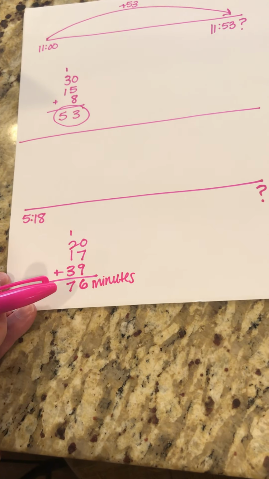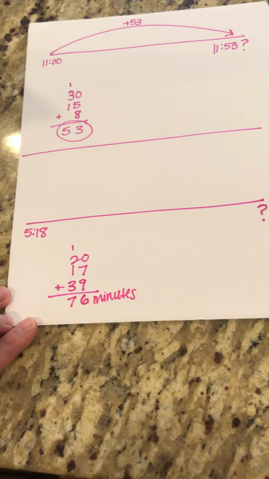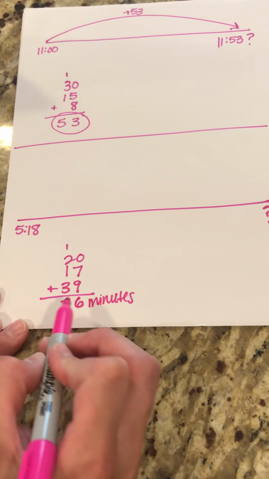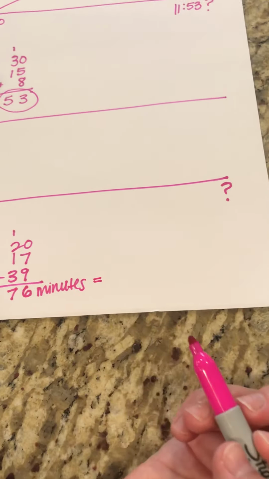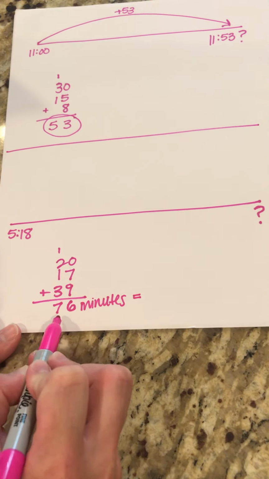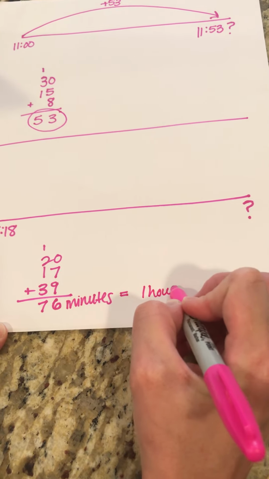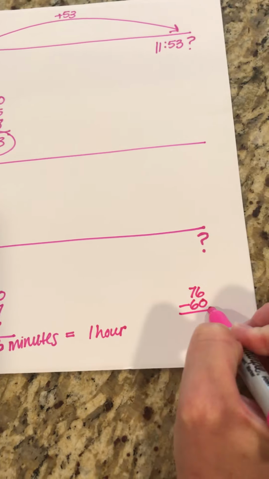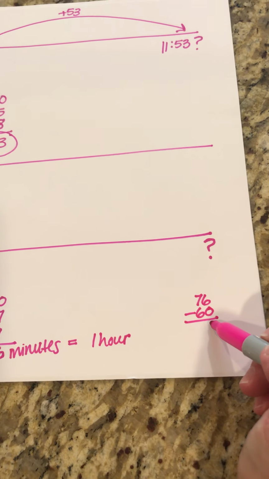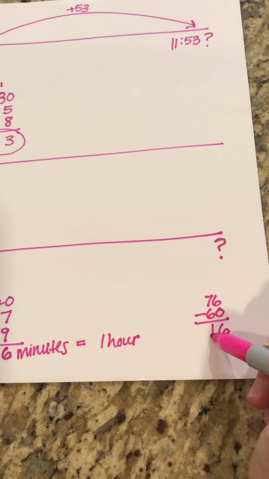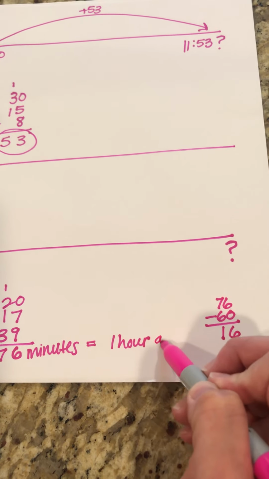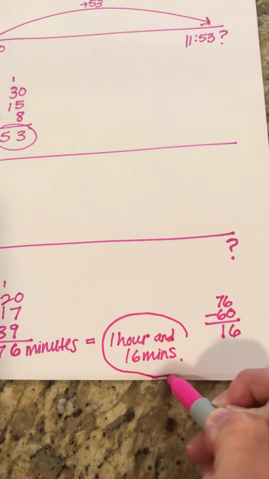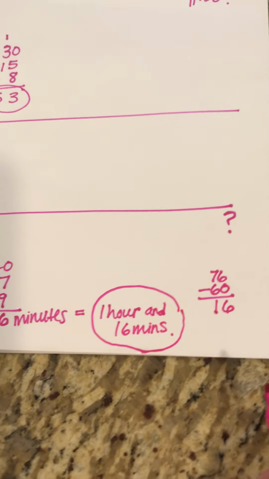Now, for me, I think that the easiest thing to do would be convert this into 1 hour and then use the remaining minutes to jump. So 76 minutes, we did this at the beginning of the week where we turned 60 of those minutes into 1 hour. And then remember, we can calculate 76 minus 60 to get our remaining minutes. So 6 minus 0 is 6, 7 minus 6 is 1. So this is a total of 1 hour and 16 minutes. I'm going to go ahead and circle that because I want to make sure that that's the total amount of time that I'm going to be jumping.